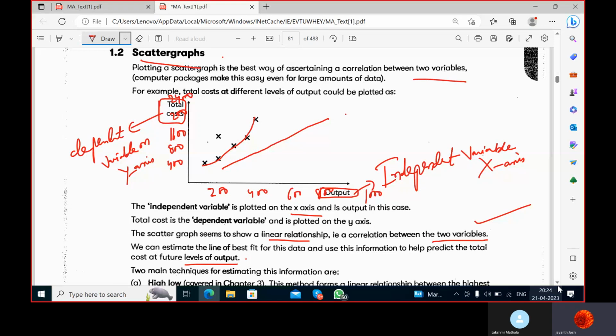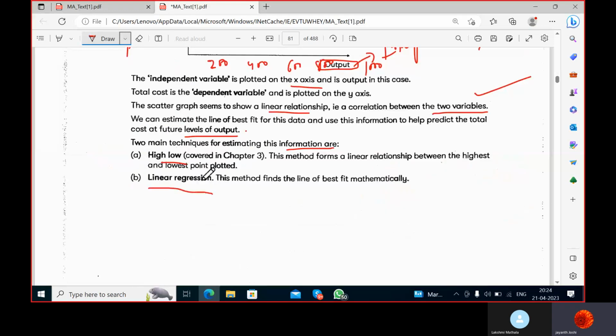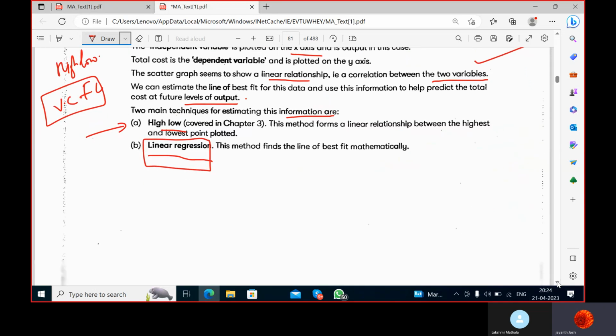Two main techniques for estimating this information are high low, which we have already done, and linear regression. Because if you want to find out the total cost, what will you do? You have to find out the variable cost and fixed cost. And this you have learned already from which chapter? Previous chapter. With the help of which method? High low. Now, in this chapter, we are going to use linear regression to estimate our cost. Okay.